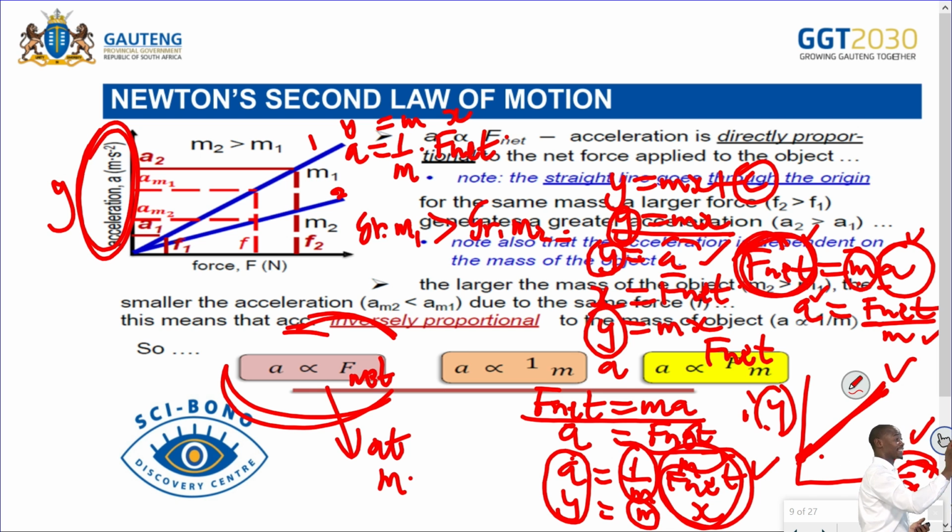I'm talking about the gradient, right? Of the line. So which line is steeper than the other one? Is M1 compared to your M2. All right? So the gradient of M1 is greater than the gradient of M2. This line is steeper than the one of M2. So if it's like that, then remember the gradient represents 1 over M.